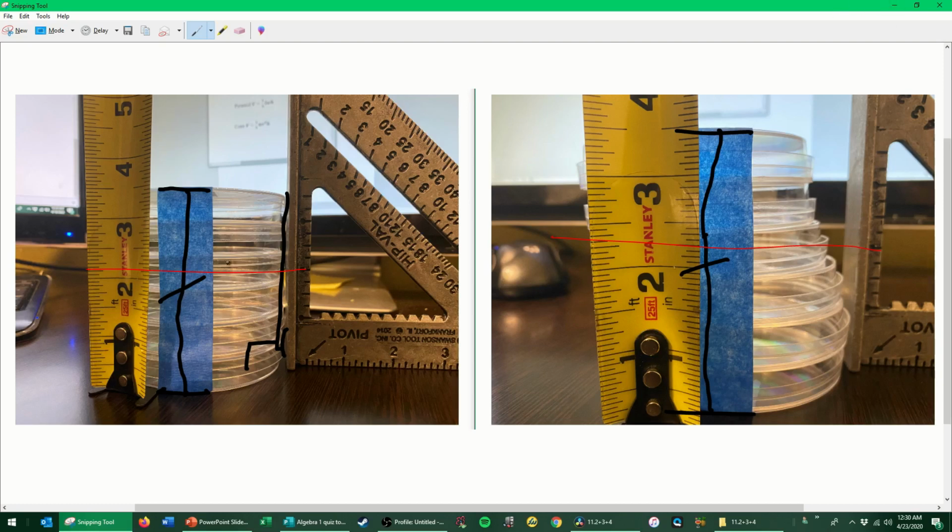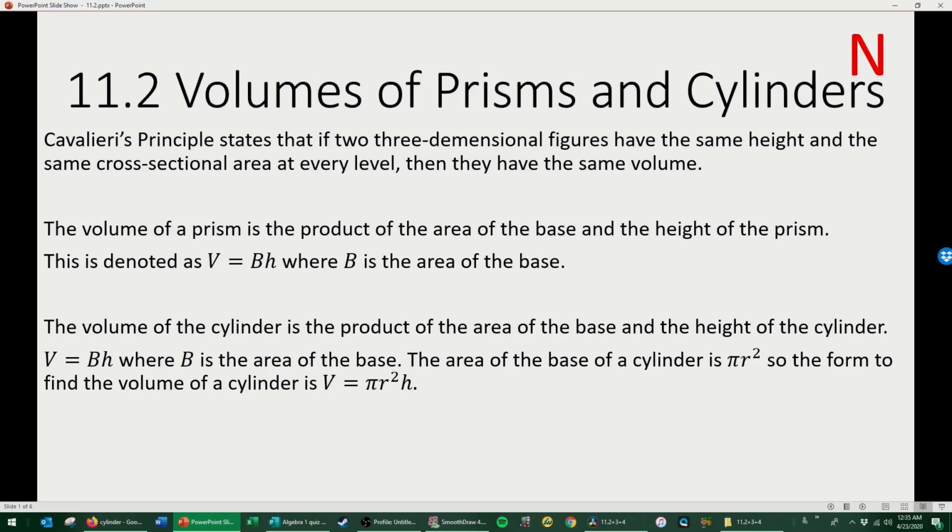If I were to drill a hole through each of these and fill it up with water, I would be able to dump the water out of this one into this one, and it would fill it up exactly the same way, even though one is a right cylinder and one is an oblique cylinder. All right, now let's look at this one.